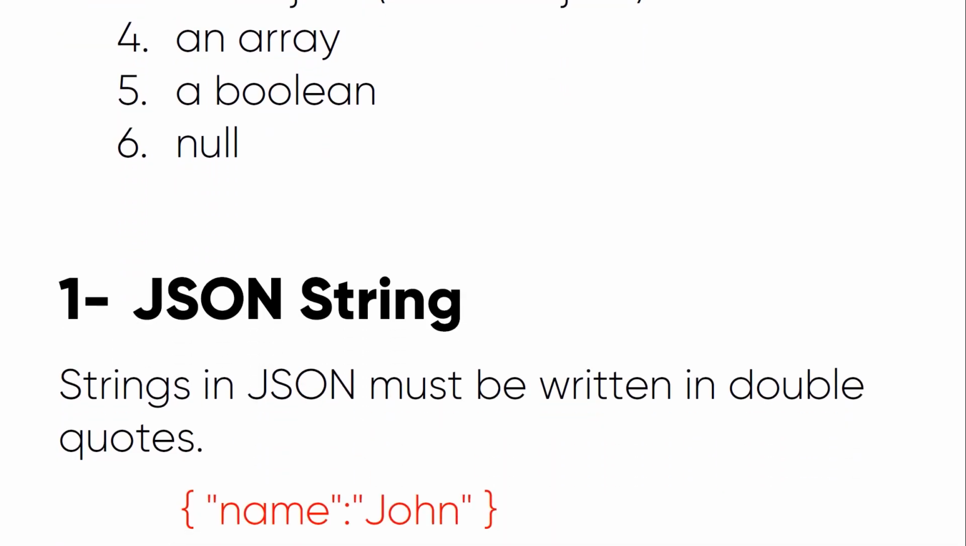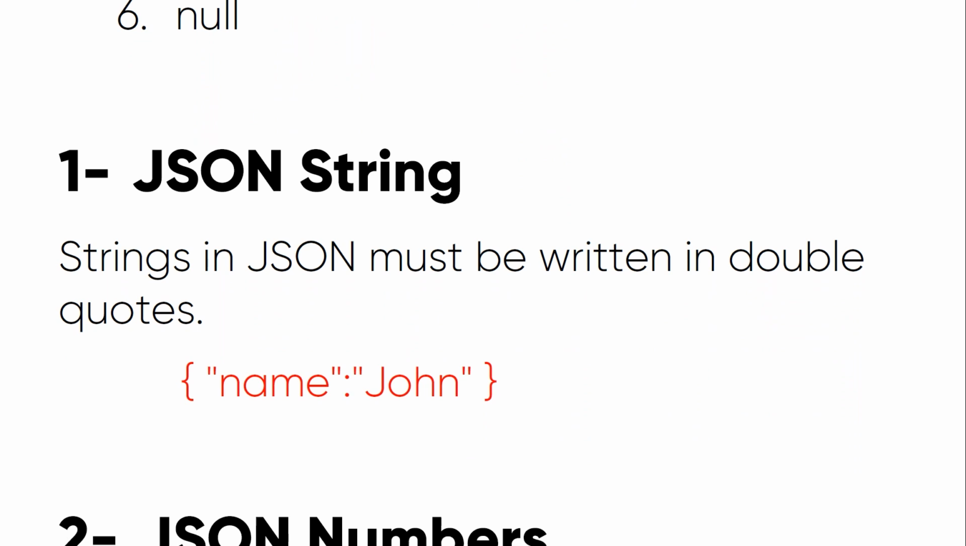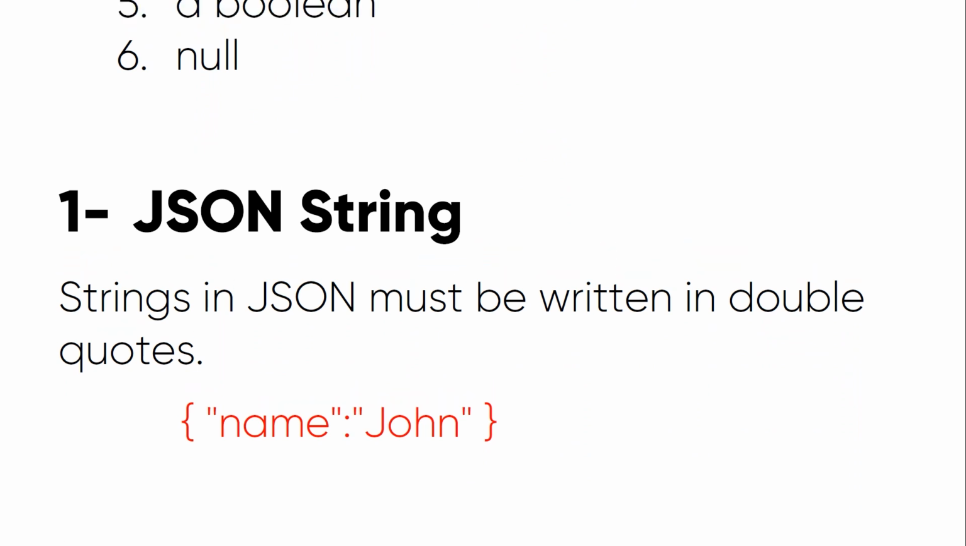So guys, by now you understand what JSON is and the basics of JSON. It is a key or name value data type. The first value type is a JSON string. So what is a JSON string? Strings in JSON must be written in double quotes. So this is the name, and here is the value, which is a string, John. Okay, this is the first type, guys.